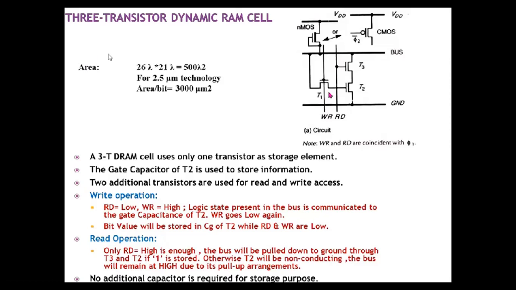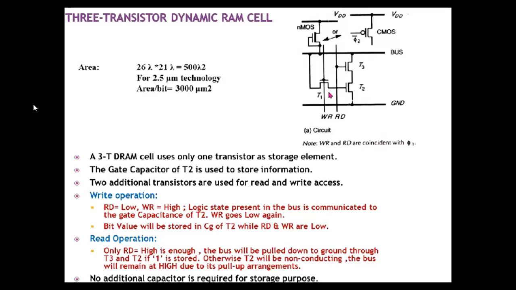And regarding the area requirement, the area required for the fabrication of this 3 transistor dynamic RAM cell is 26 lambda into 21 lambda, and that comes to be 500 lambda square. This much area is required for the 2.5 micrometer technology. And the amount of area required to store 1 bit is 3000 micrometer square. So the area required per bit will be 3000 micrometer square.